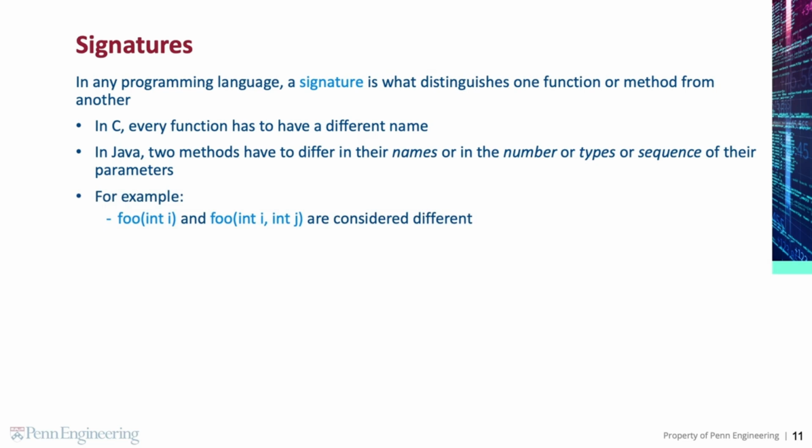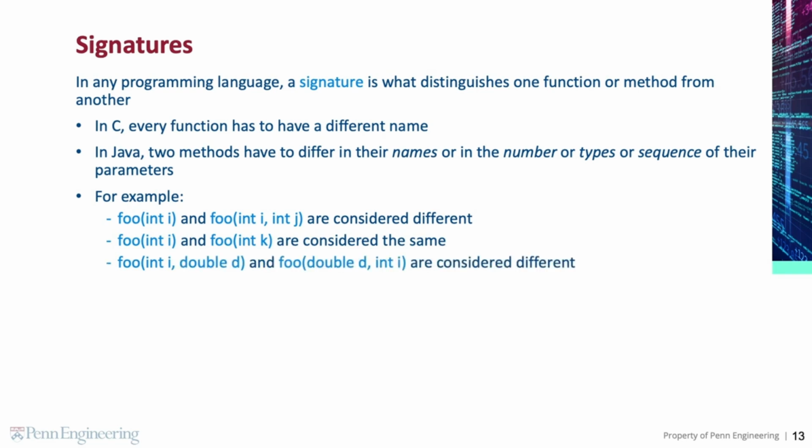They have the same method names, but a different number of parameters. These are considered the same. They have the same method names and the same parameter, a single int. These are considered different. They have the same method names, but different parameters. In the first foo method, the parameters include an int followed by a double. In the second foo method, the parameters include a double followed by an int. In Java, a method signature does not include the return type.